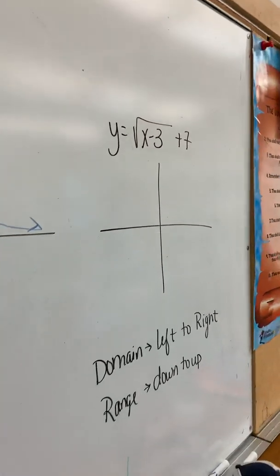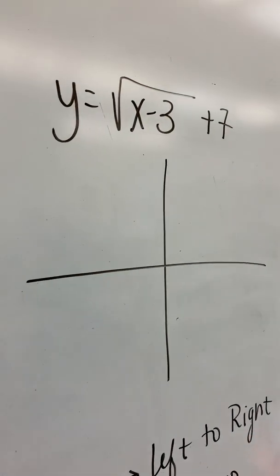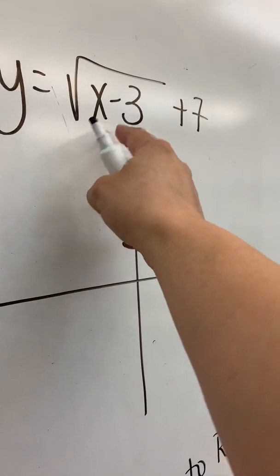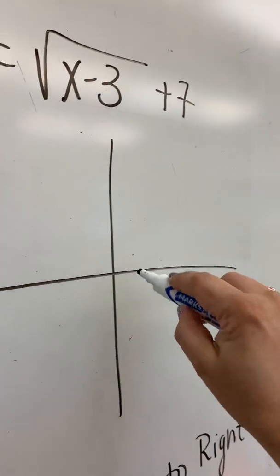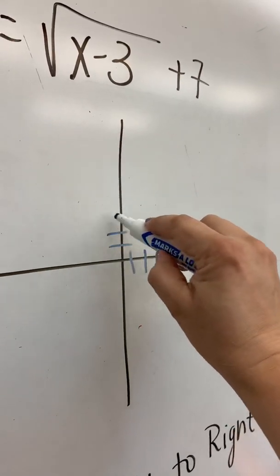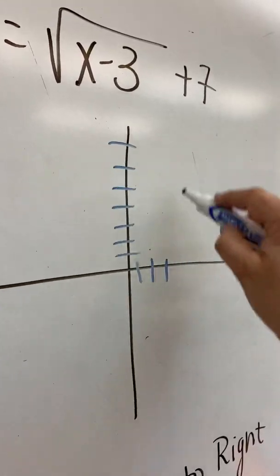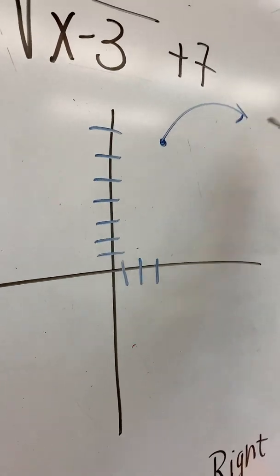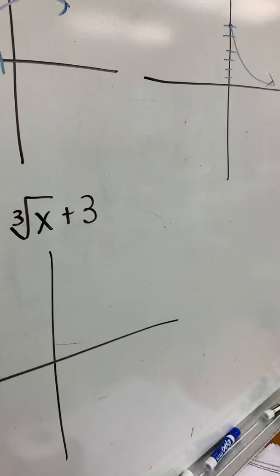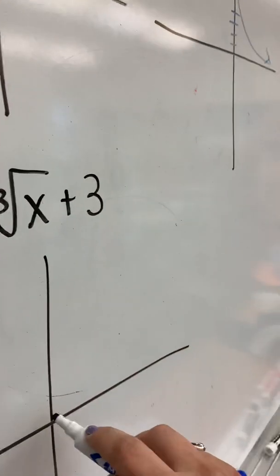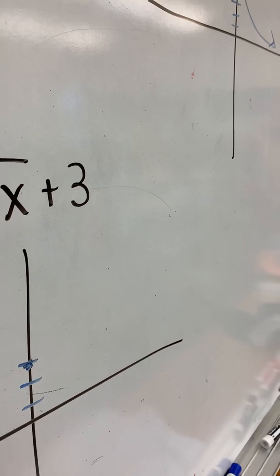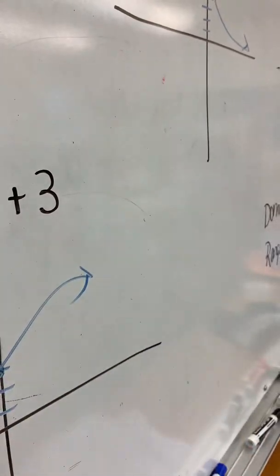This one here has 2 translations happening. So which way am I going to go for this one? Right 3 and up 7. So right 3, up 7, swoop. And this one here is the same thing, not all contained, so we're just going to go up 3 and draw the squiggly swoop.